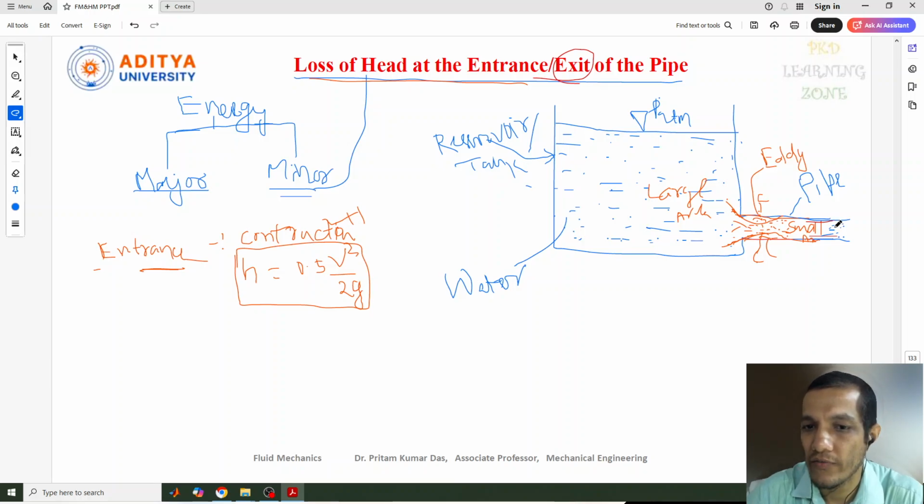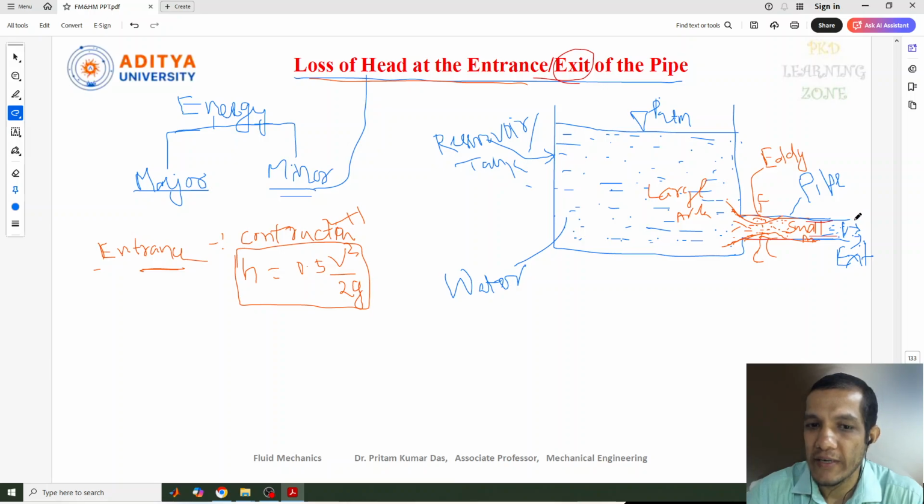So this is the loss of head due to, you can say, the velocity of the liquid, because we know that through the pipe the fluid is flowing with some velocity. So the velocity of the liquid at the outlet. So this is the outlet, you can say this is the exit part. So water, or the fluid, is coming out from this exit or outlet.